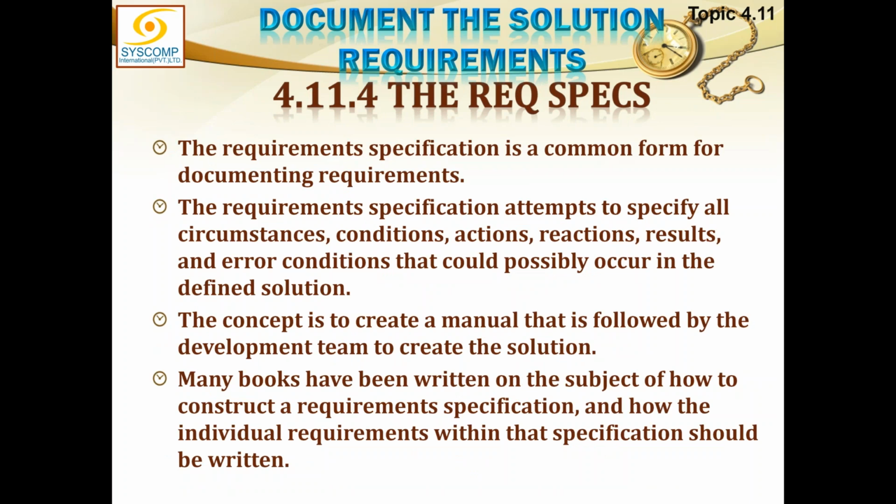The requirement specification is a common form for documenting requirements. That is 4.11.4. The requirement specification attempts to specify all circumstances, conditions, actions, reactions, results, and error conditions that could possibly occur in the defined solution. The concept is to create a manual that is followed by the development team to create the solution. Many books have been written on the subject of how to construct a requirement specification and how the individual requirements within that specification should be written.